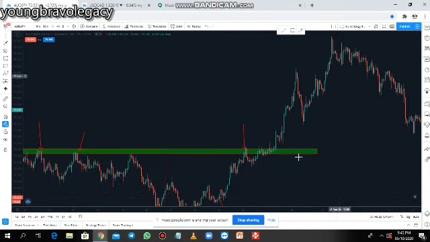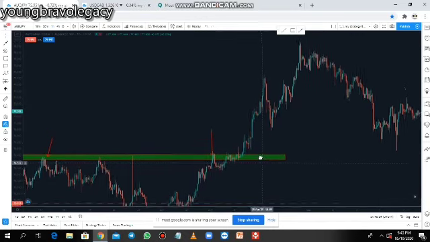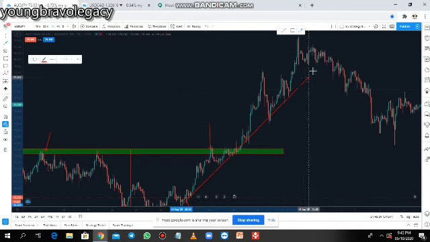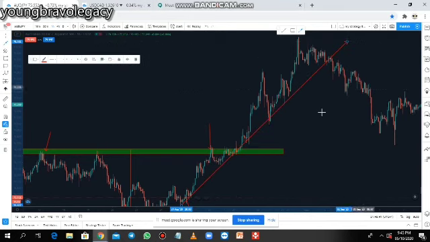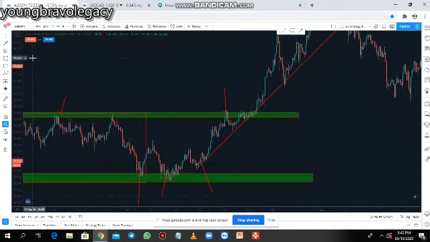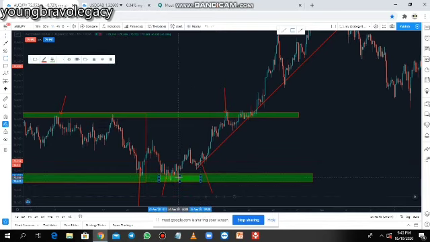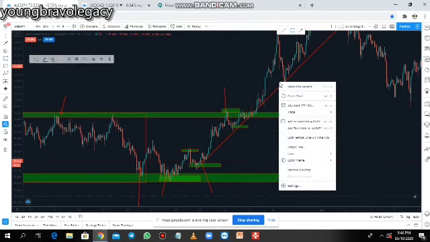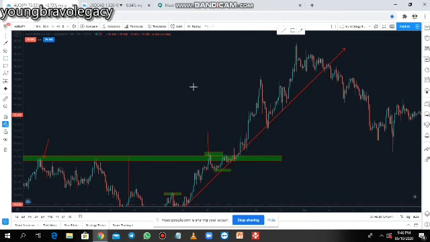So we broke out from here and started this uptrend. Let's label this uptrend. If you are labeling this uptrend, how do we label it here? For me, I think it started here. This is our higher low, higher high, higher low, higher high, higher low. Then we have higher high, higher low, higher high.